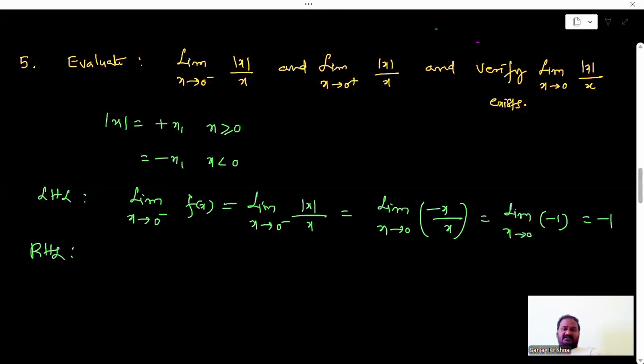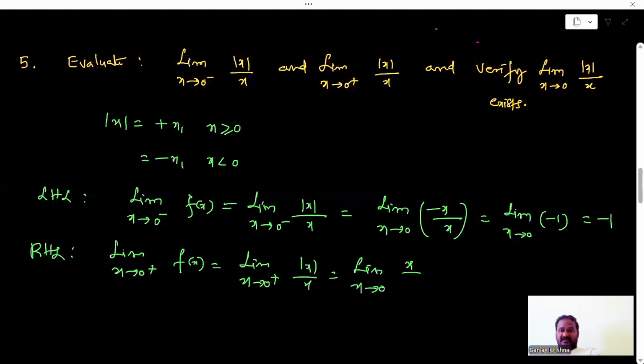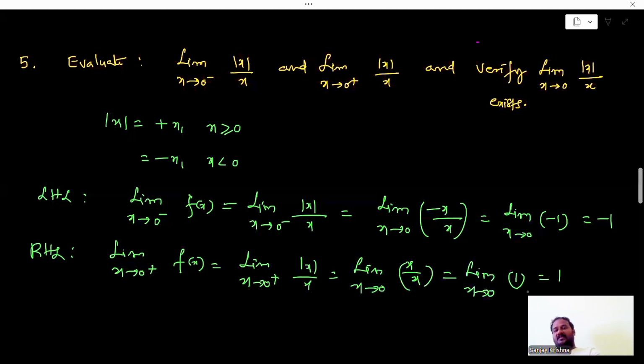Similarly, what is the right hand limit of the function? That is limit x tends to 0 plus f of x, where f of x is modulus of x divided by x. Now see, 0 plus is nothing but greater than 0. Modulus of x is equal to positive x divided by x. x by x is equal to 1, right? It means limit x tends to 0 of 1, which is equal to 1.